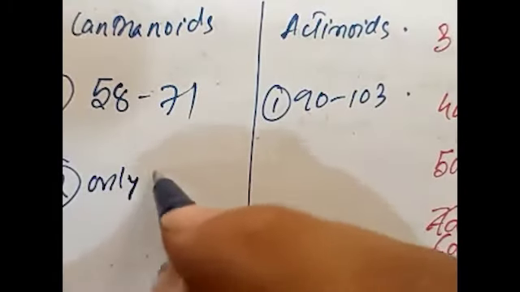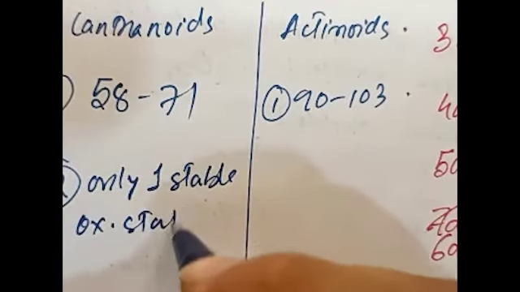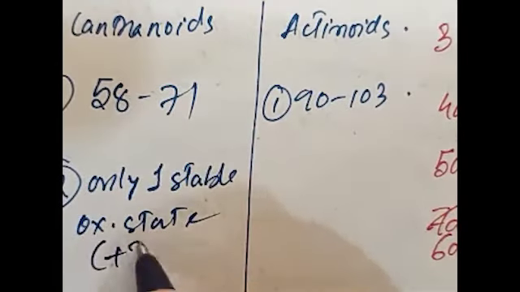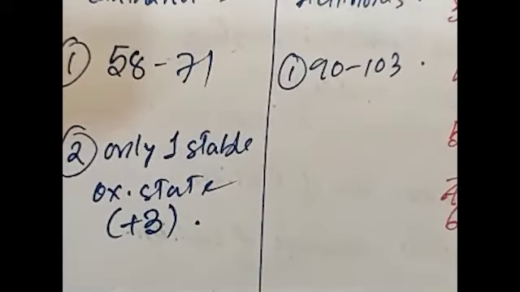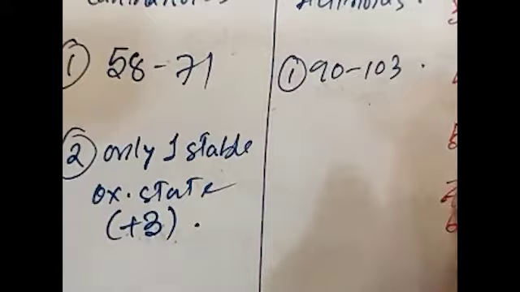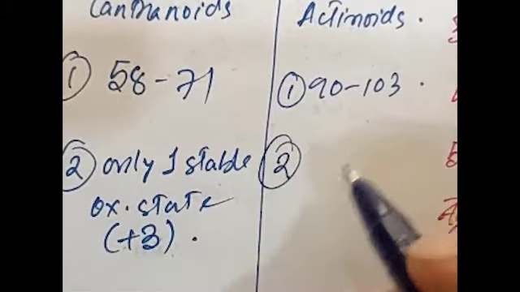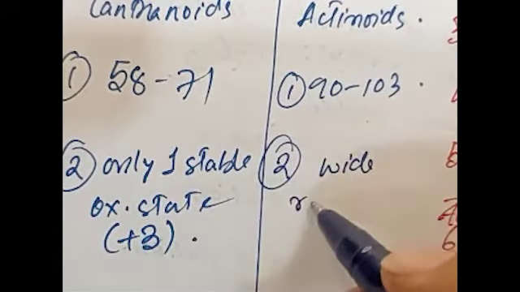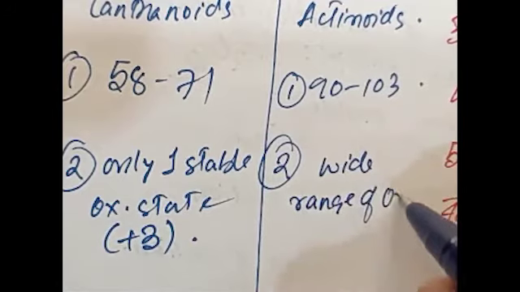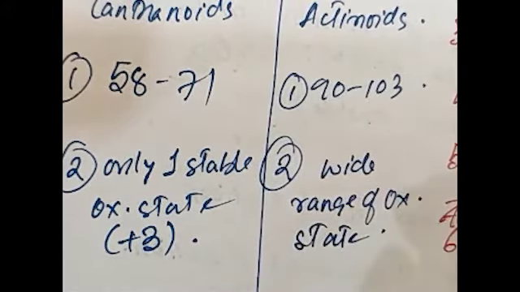Only one stable oxidation state exists in lanthanoids because they are in group 3 only, so they possess only the +3 oxidation state. This is the stable oxidation state. But in the case of actinoids, which come from 90 to 103, there are multiple oxidation states. Okay, a wide range of oxidation states.